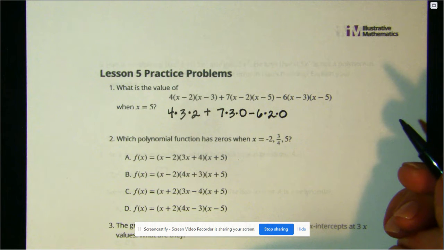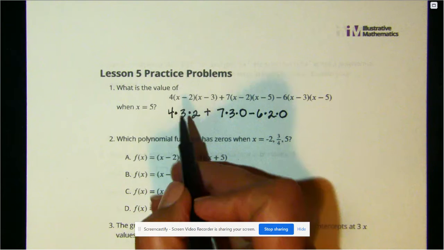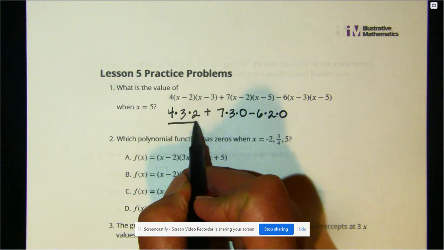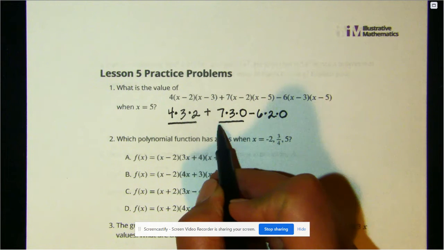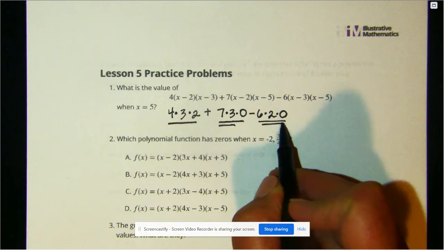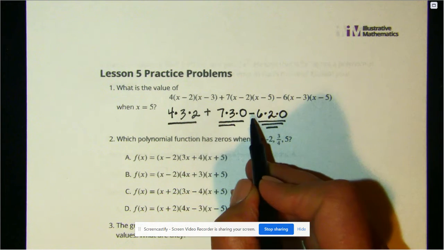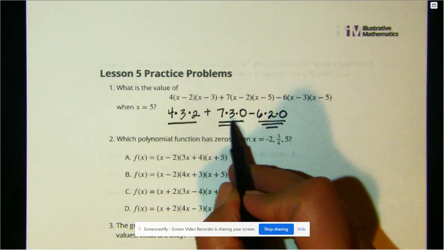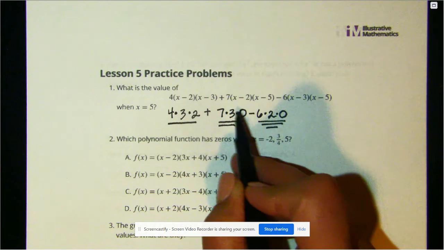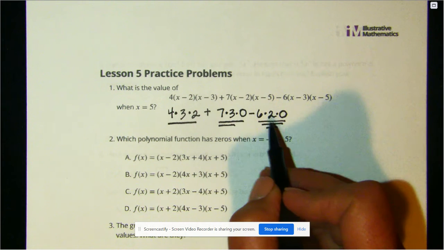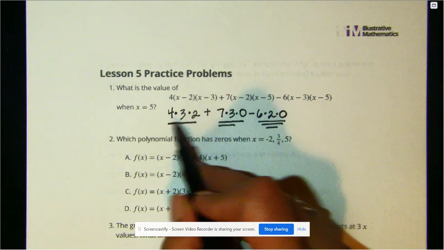Now, you do have to follow correct order of operations, which is multiply before you add and subtract. So you've got to do this set of multiplication, this set, and then this set. And then when you're done, you would add and subtract. But I already noticed right now, look at this. 0 times anything, that's all gone. And that's also gone. So really, it's just this.